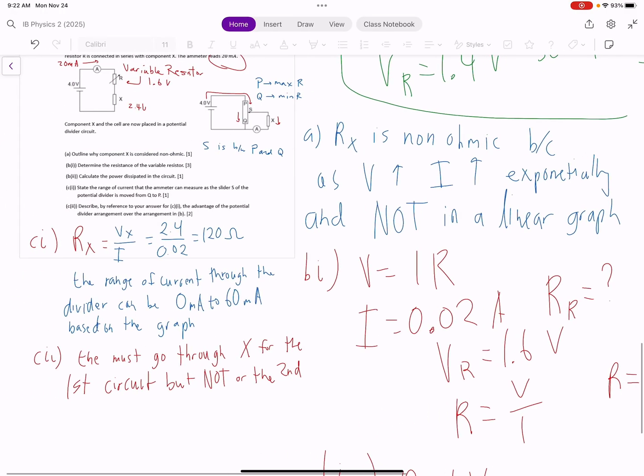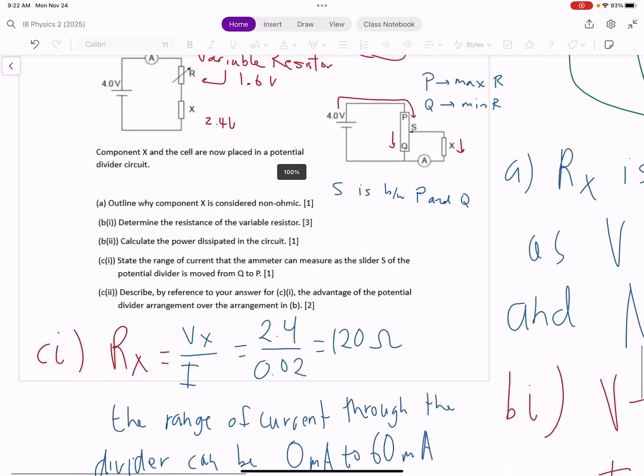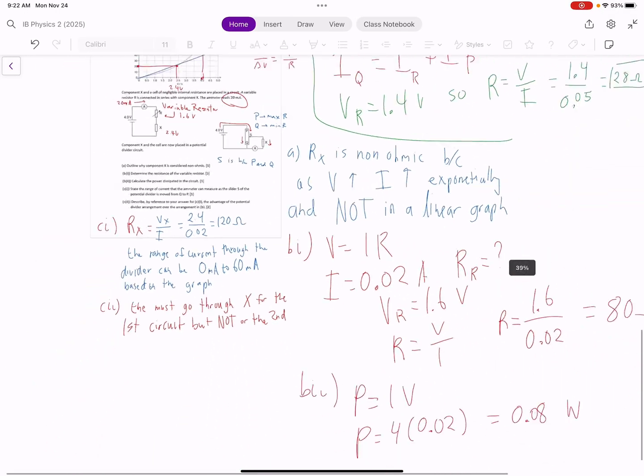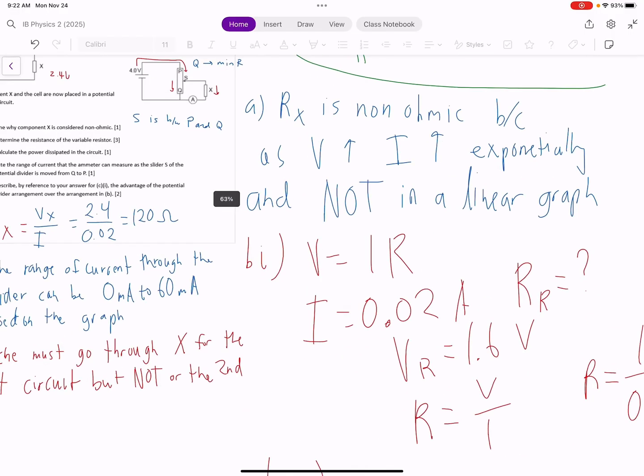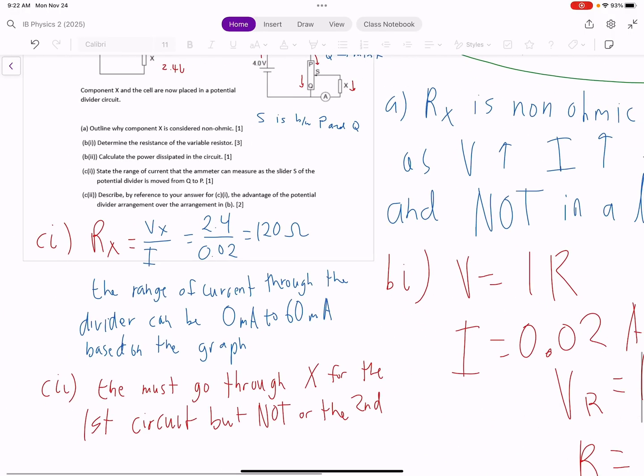Part 2, calculate the power dissipated in the circuit. We're just going to do P equals IV. We know the voltage, and we know the current, so we get 0.08 watts. There are a couple of equations here, but P equals IV is the one that most people use. All right, on to part C.